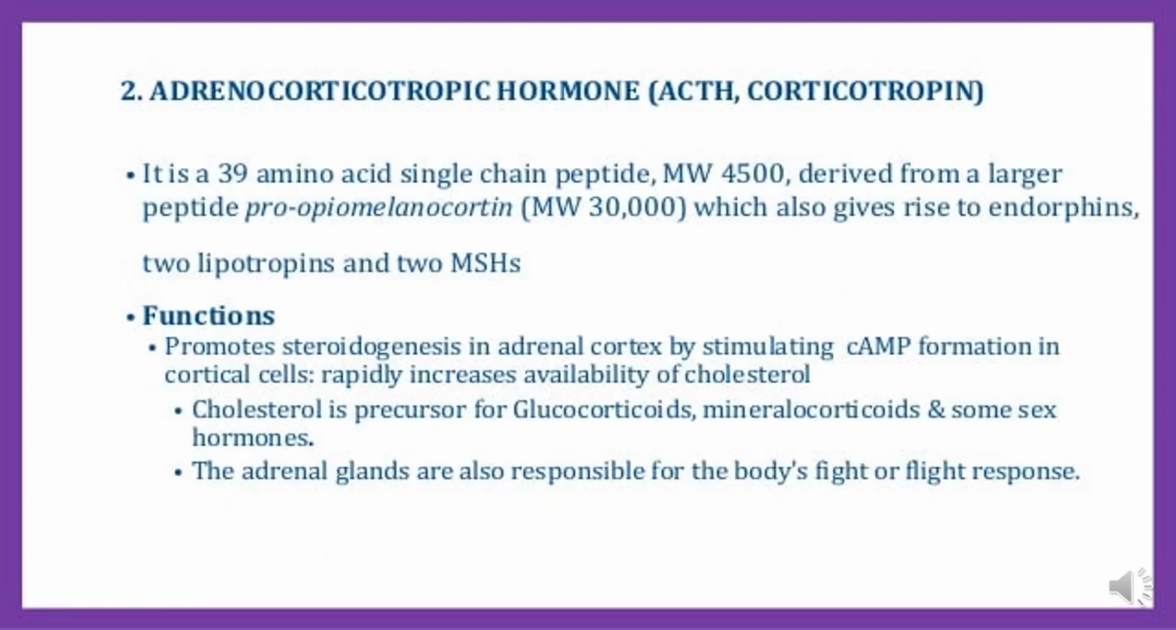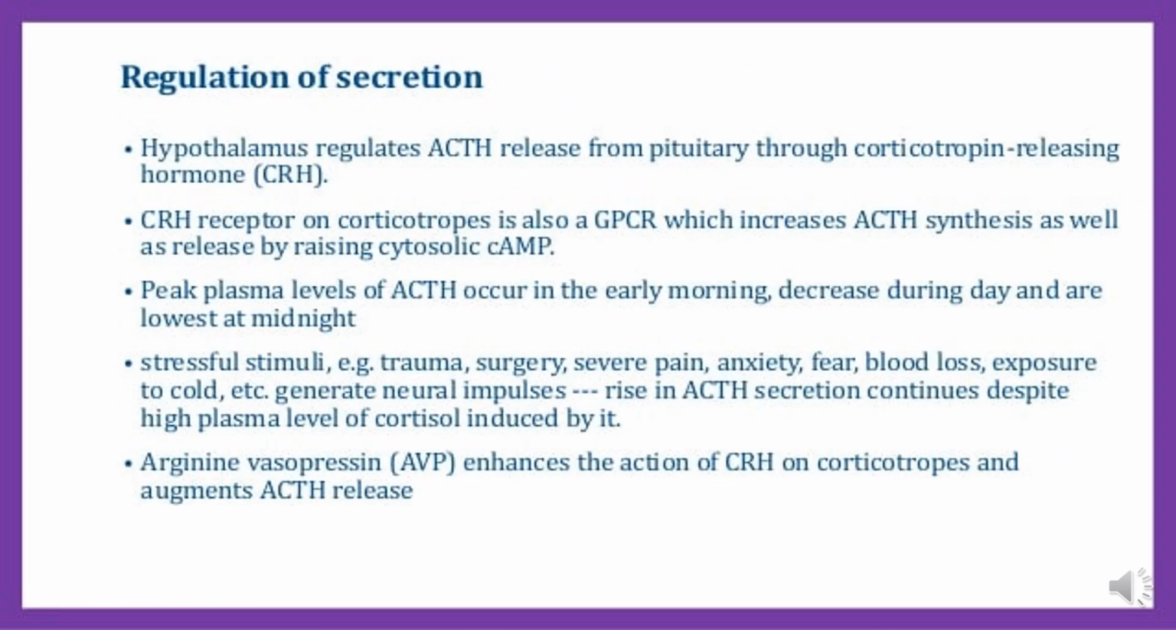Adrenocorticotropic hormone. It is a 39 amino acid single chain peptide. Its function is to promote steroidogenesis. Cholesterol is the precursor for glucocorticoids, mineralocorticoids, and some of the sex hormones. The adrenal glands are also responsible for the body's fight or flight response. Regulation of secretion. It is regulated by corticotropin releasing hormone, CRH.